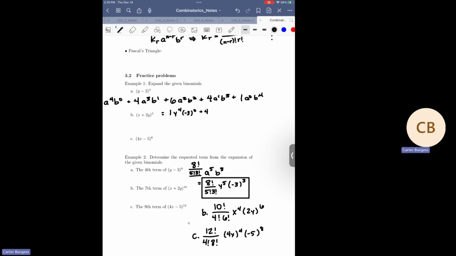Plus 4 times y cubed times -3 to the 1, plus 6 y squared times -3 squared, plus 4 times y to the 1 times -3 cubed, and then plus 1 times y to the 0 times -3 to the 4th.